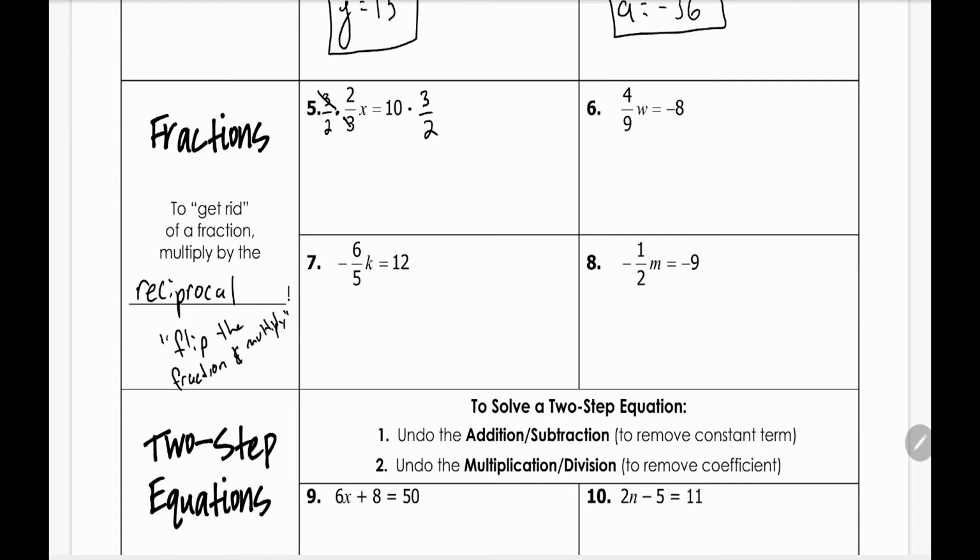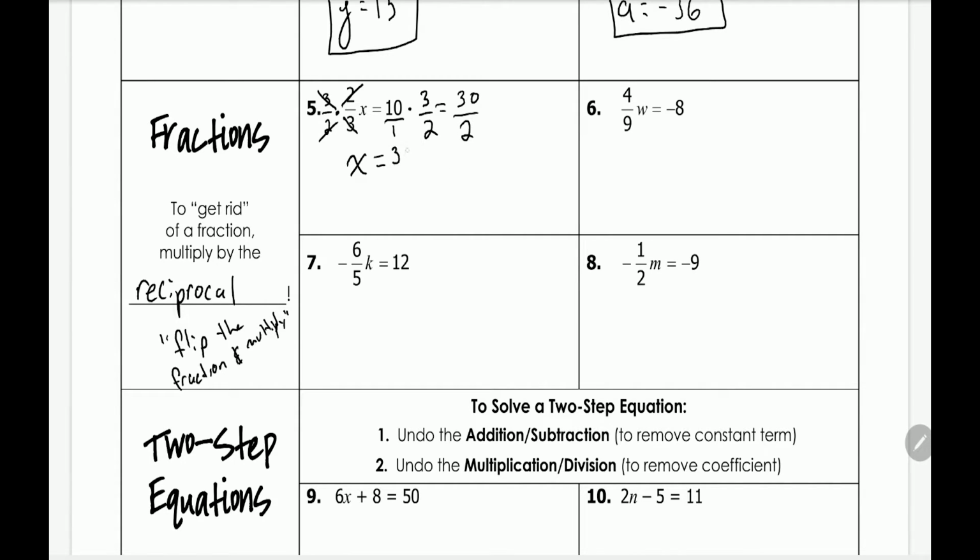3 on top, 3 on bottom, 2 on top, 2 on bottom. So those cancel, leaving us with just x is equal to. Well, now we have to figure out what this is. So this 10 we can change into a fraction, 10 over 1. We're now multiplying fractions, so we're going to multiply straight across. So we have 10 times 3, which is 30, over 1 times 2, which is 2.